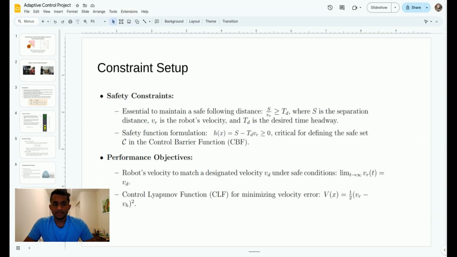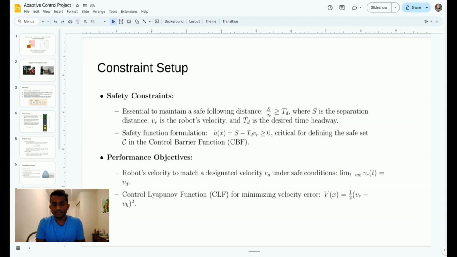In our scenario, we set up the constraints in two manners. One is the safety constraint, which is essential to maintain a safe following distance. This would be a hard constraint where S is the separation distance, VR is the robot's velocity, and TD is the desired time headway. The safety constraint function is formulated using a control barrier function h of x, which is equal to S minus TD times VR. This is critical for defining the safe set C in the control barrier function.